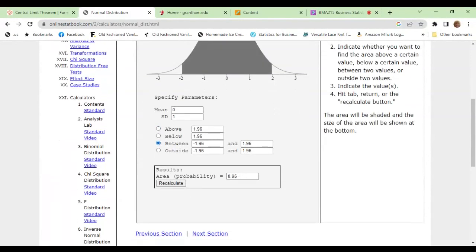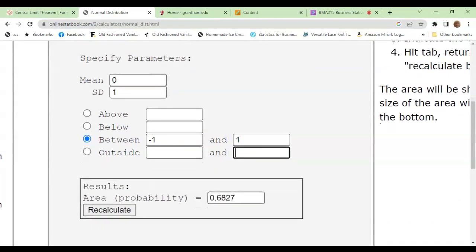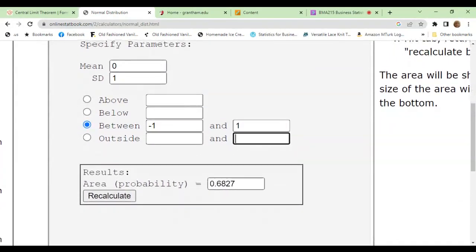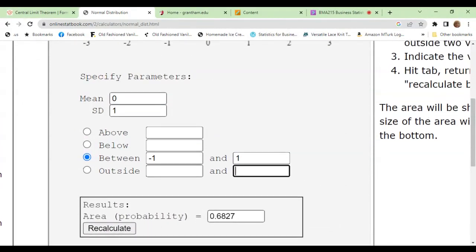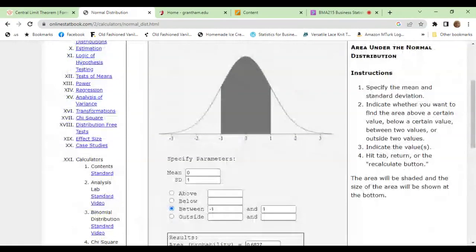So I want to show you between -1 standard deviations and +1 standard deviations. If you look at our result right here, its area, which is the same as probability, is 0.68. That's 68%. So what this calculator does is give us the area, which is the same as probability, and we knew that from the empirical rule. We said 68% of our data was between -1 and +1 standard deviations, and the reason I like the calculator here is because you get a really good picture.